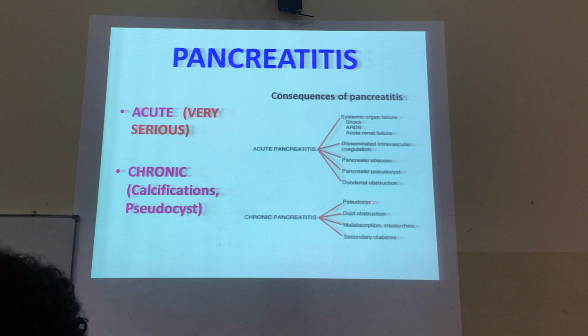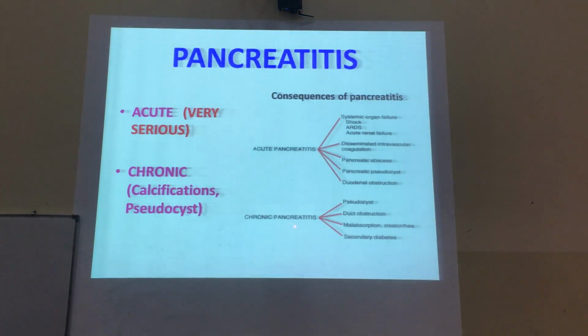And the chronic pancreatitis, it can have pseudocyst, not the true cyst. We will discuss what are these pseudocysts. It can cause the blockage of the ducts of the pancreas, or sometimes the bile duct. It can cause malabsorption and steatorrhea.